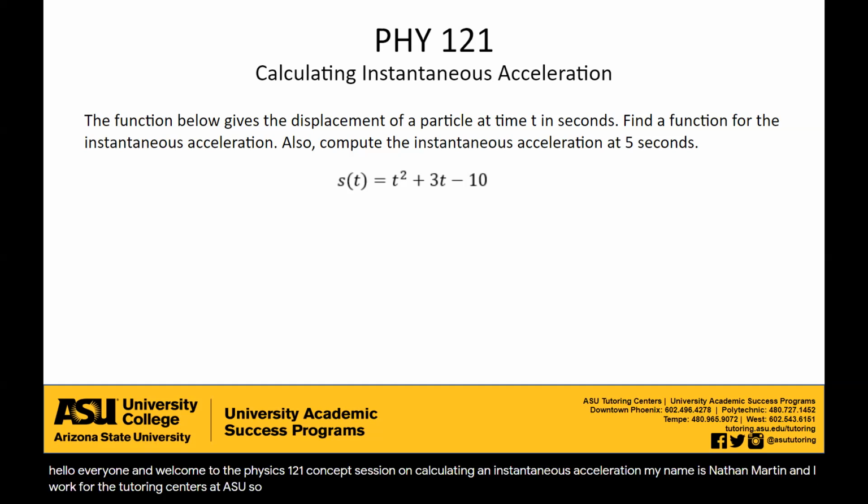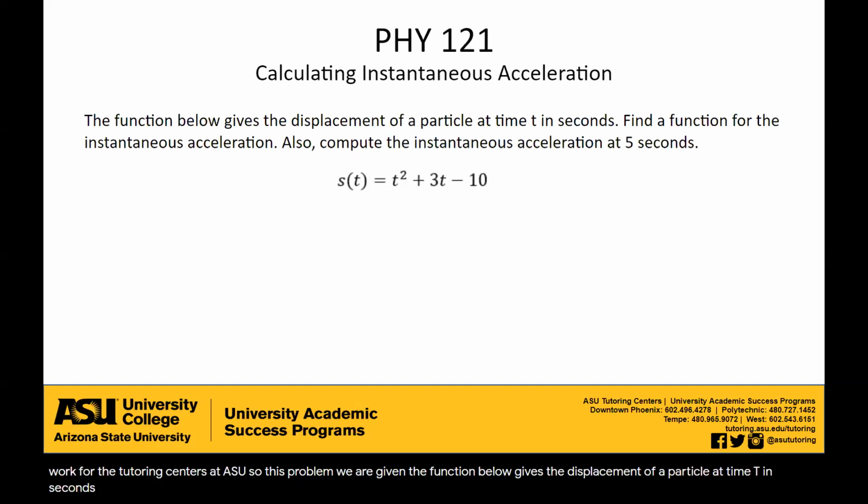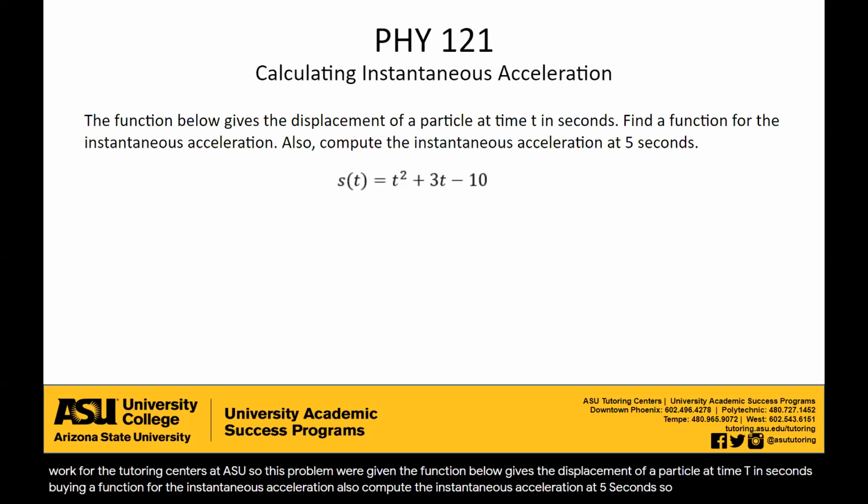So, this problem we're given, the function below gives the displacement of a particle at time t in seconds. Find a function for the instantaneous acceleration. Also, compute the instantaneous acceleration at 5 seconds. So we're given a displacement, right?